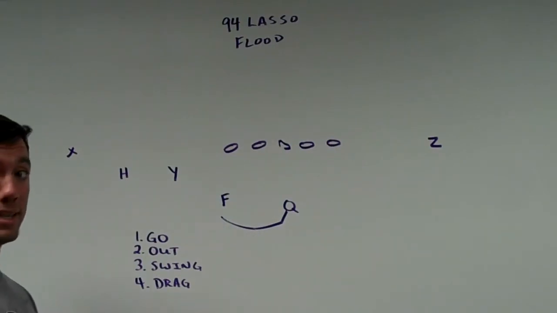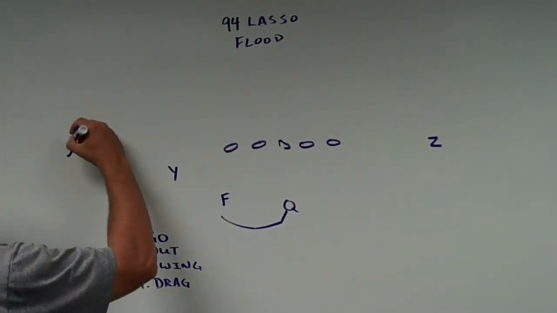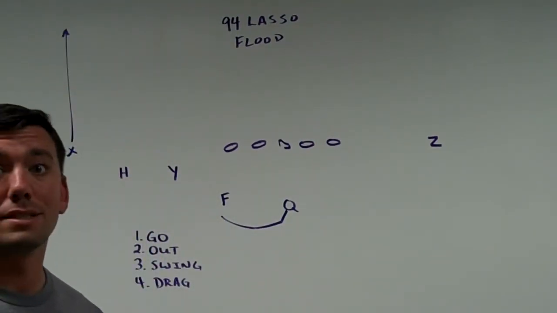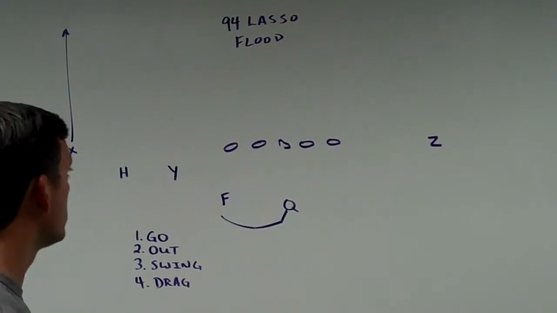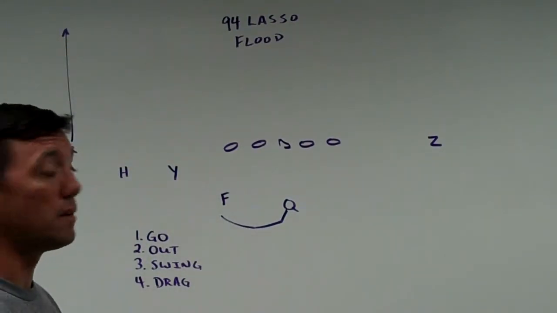We're going to get our X. He's going to line up at the top of the numbers, and we want him to get a go outside. Most of you might call this a forced outside release or a maximum outside release. But we want to get him going outside and get him going down the numbers.